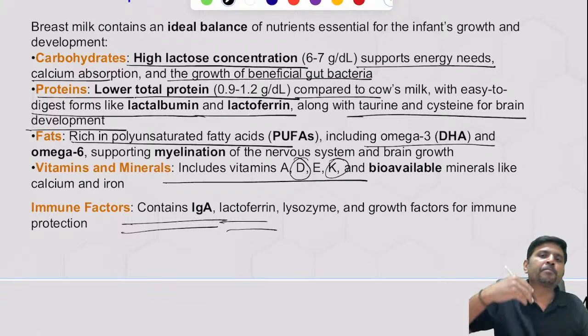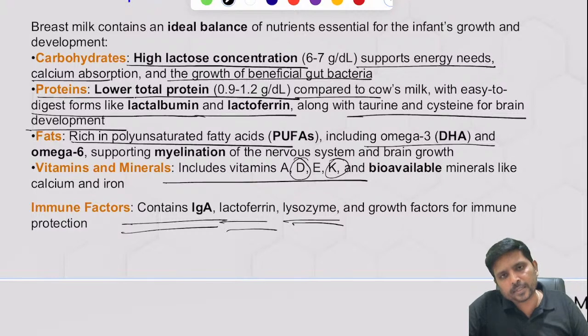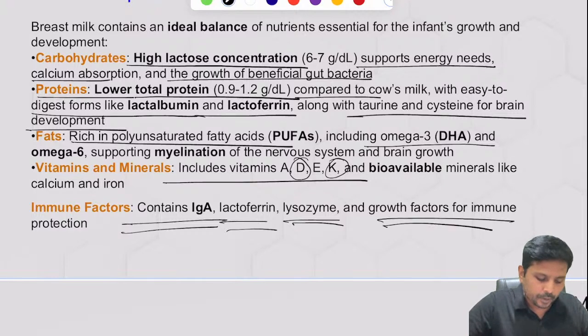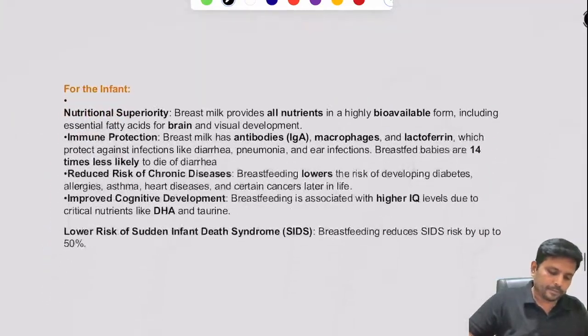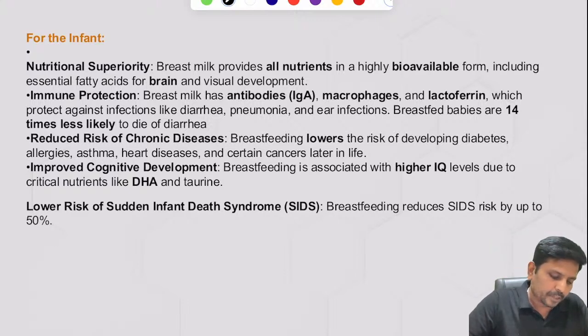coli, so that sepsis can be prevented. Lysozyme present in the saliva protects against so many organisms. So what are all the benefits of breast milk? The benefits of breast milk, one is nutritional support.